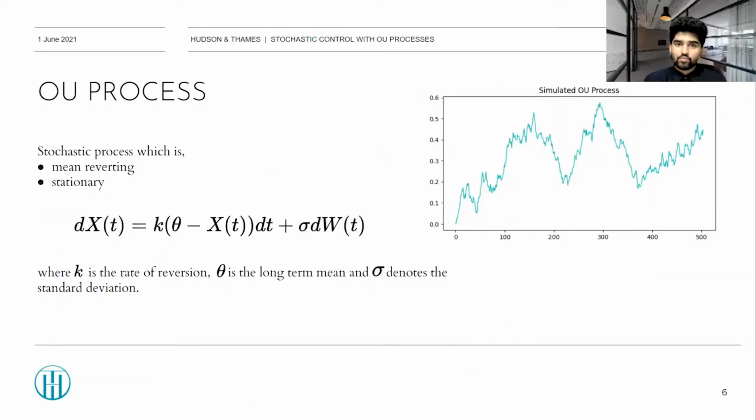So firstly, let me introduce an OU process. An OU process is a stochastic process, which is both mean reverting and stationary. And an OU process is modeled using this stochastic equation, where we have three parameters to consider. The first parameter is the rate of mean reversion, and it denotes how quickly the process returns to its long-term mean. It can also be represented by the half-life of the process. The second parameter is theta, which is the long-term mean of the process. And sigma is the standard deviation of the process. The figure on the right-hand side is a simulated OU process for 500 days, and as you can see, it is mean reverting.